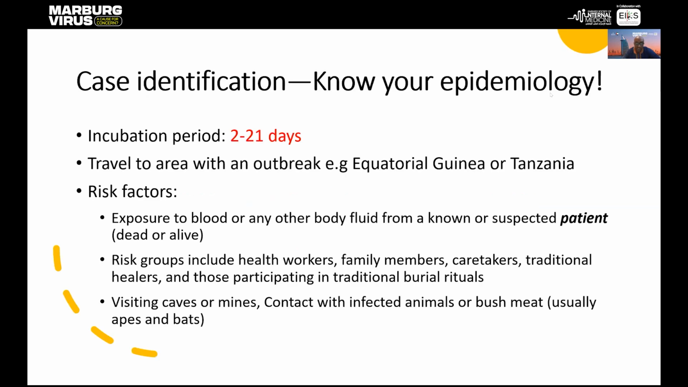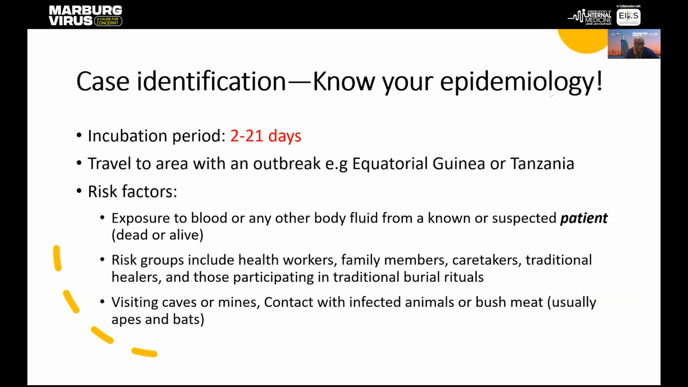And so the first step is case identification. If you don't identify potential patients, then you cannot move on to the next steps. You need to know your epidemiology, and I'm reinforcing this from Dr. Farhan's talk. The incubation period is up to 21 days, and you have to ask about travel history. So make sure your emergency department has a triage point for travel history taking. If they pick up a patient with a febrile acute viral illness within 21 days of travel to Equatorial Guinea or Tanzania, where there's a current outbreak, then they need to suspect Marburg viral disease.